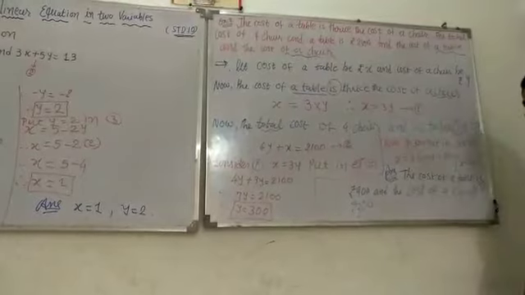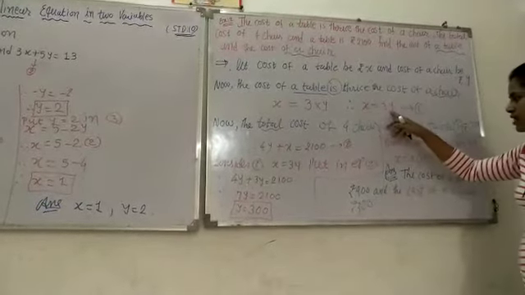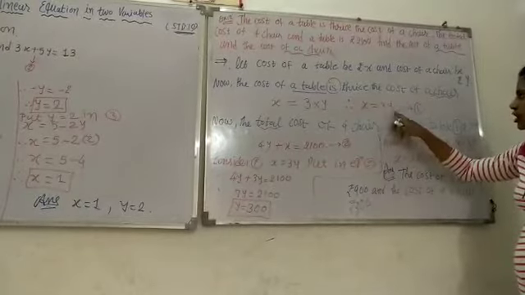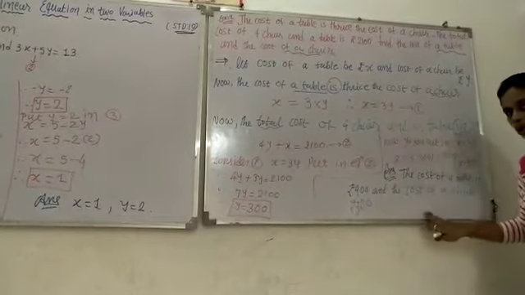If you want to cross check, then cross check. x is 3y, so x is your 900 and y is 300. So 3 into 300, 900. Ultimately your answer is right.